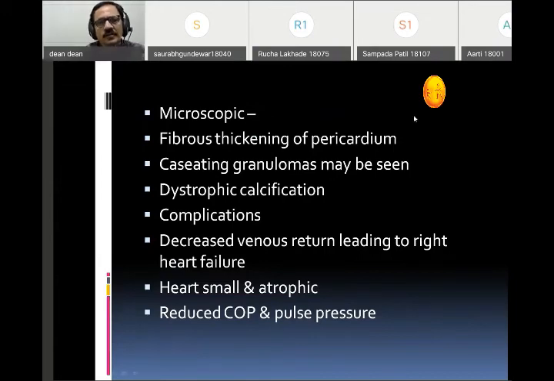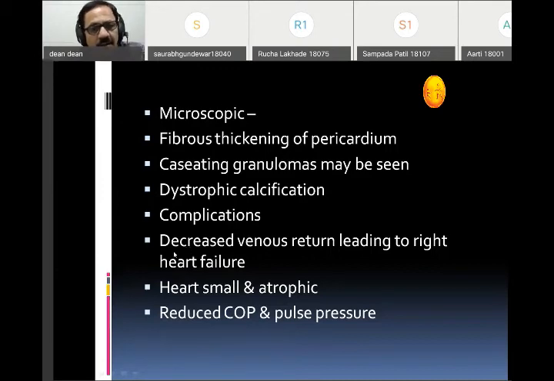So this is a fibrous thickening. If it is because of the caseating one, you will see some caseating granulomas as well. Calcification can be seen because you know that in dead and degenerated structures, dystrophic calcification occurs. Now, what are the complications of chronic constrictive pericarditis?